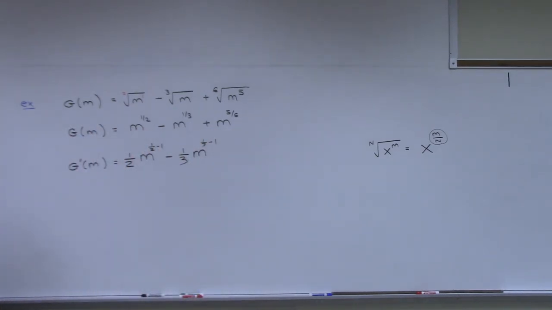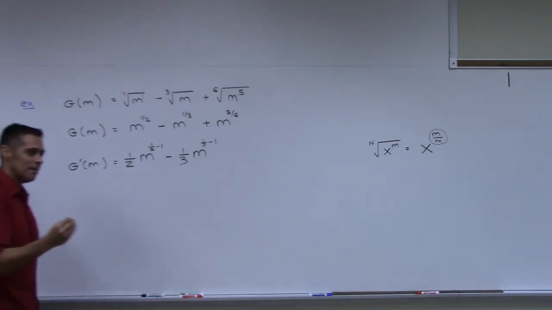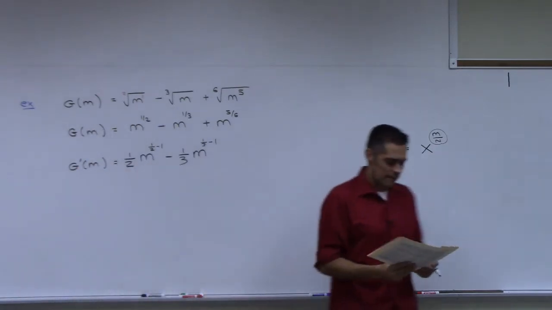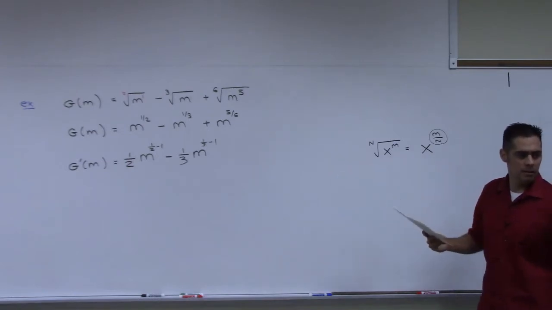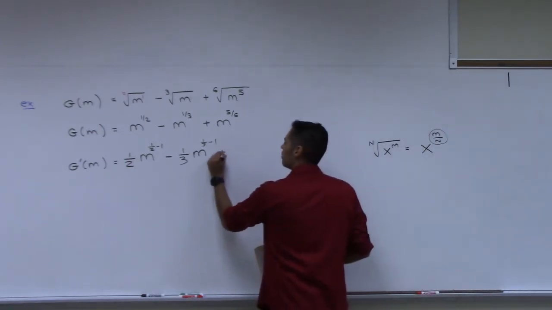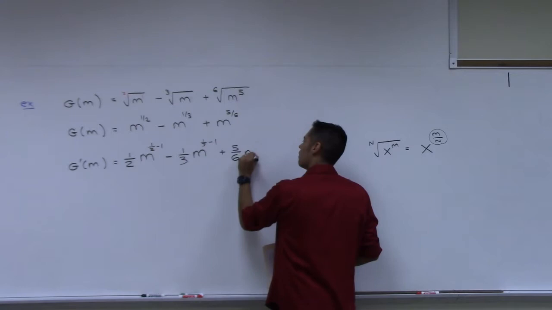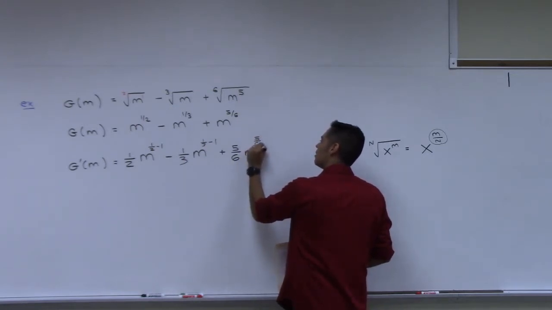Math is usually like, once you see it, I'm not going to say easy, but once you get what's going on, it's easy. Math is very difficult when you have no idea what you're doing, right? So if you feel like you've got it, be confident about it. All right. Who wants the last one? Anyone want the last one? Go ahead. What do you got? Plus 5/6 m raised to 5/6 minus 1.